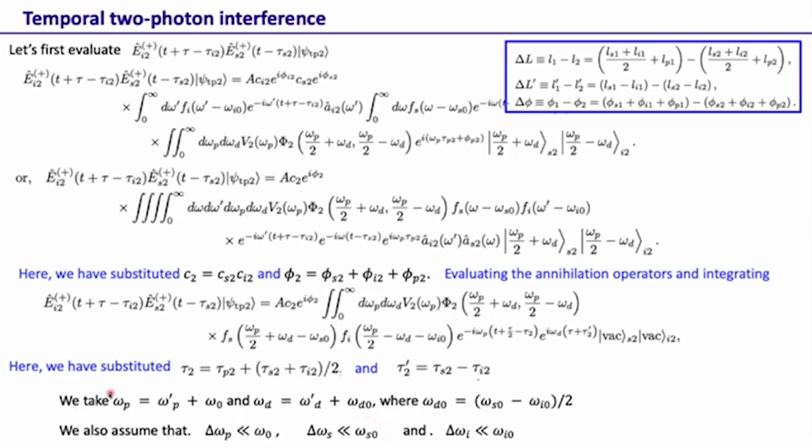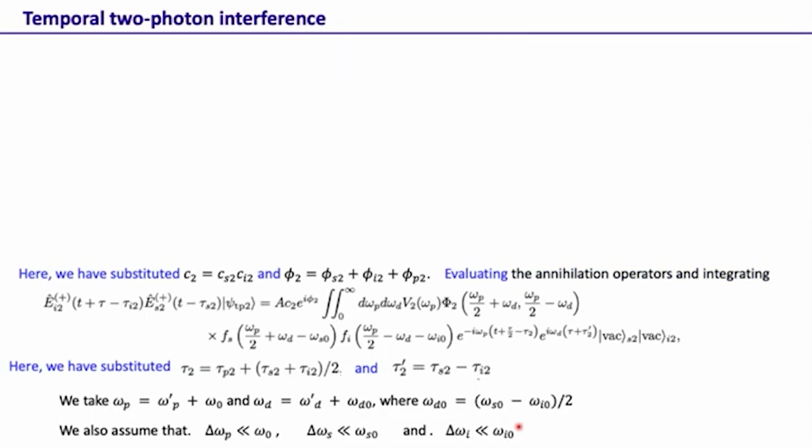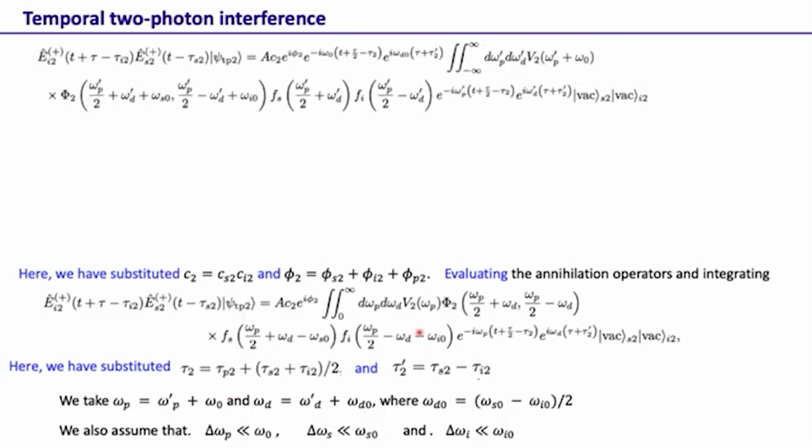This is pretty much the same assumption that we made in the case of a quasi monochromatic field in the context of temporal interference. So again, similarly for the idler field, we assume that the frequency bandwidth of the field is much smaller than the central frequency of the field. So with these assumptions, then we can write this quantity as this. So here we are essentially doing the change of variables. So V2 omega p becomes V2 omega p prime plus omega naught, and so on.